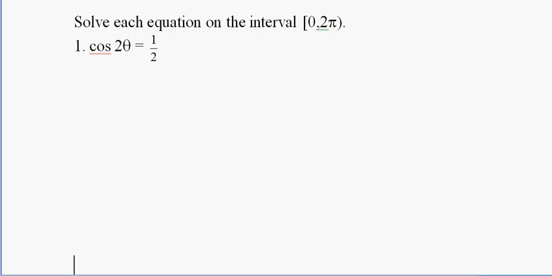Okay, so we're going to solve the equation cosine 2 theta equals a half. There's a couple different ways to go about doing this, and this is the method that I use. The best way to handle it is to first look at the graph, and then we'll go from there. We'll do the nuts and bolts of solving the equation.